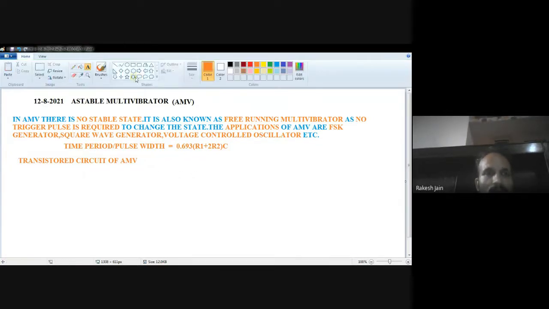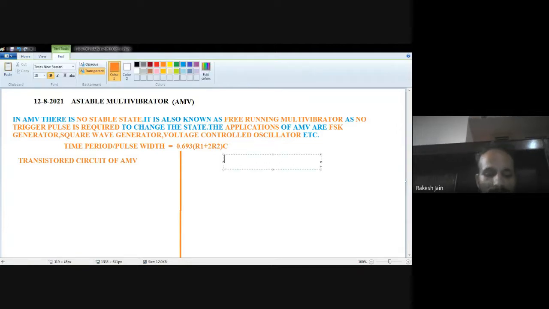You should remember the diagram, because if we draw the correct diagram, that will be very useful for us during the time of designing, because particular formulas are related with the particular type of diagram. And at the right hand side, we will draw a 555 timer, an AMV using 555 timer, an astable multivibrator using 555 timer.